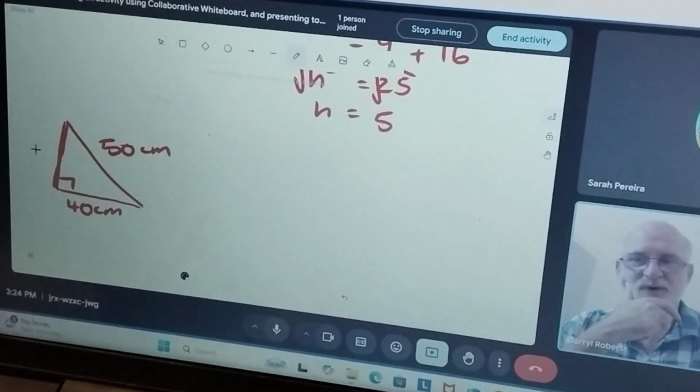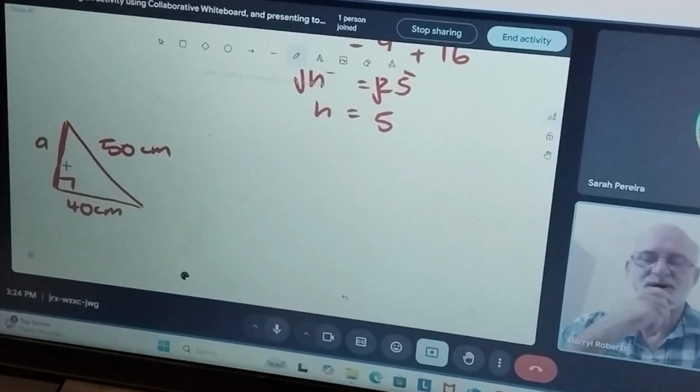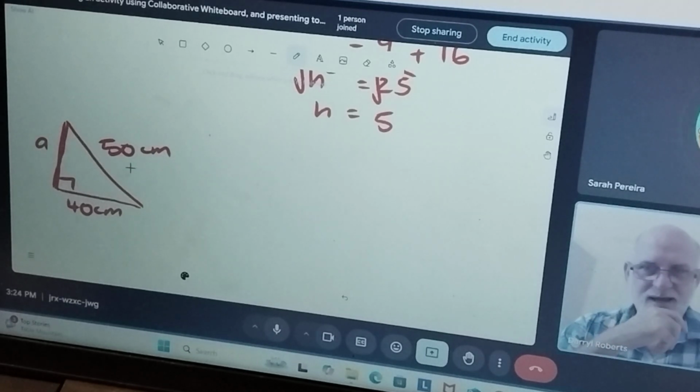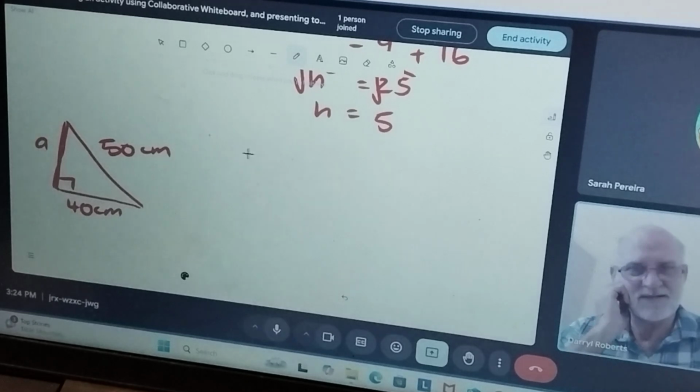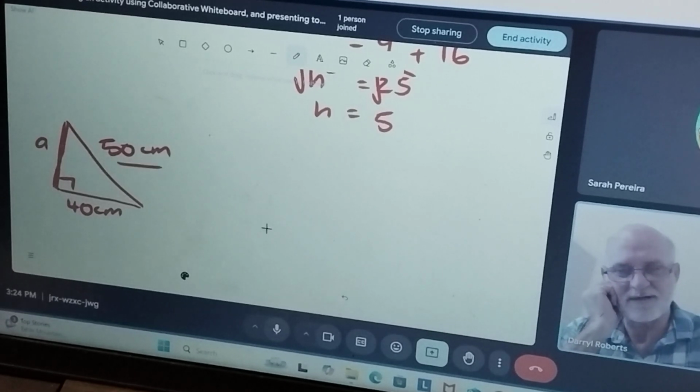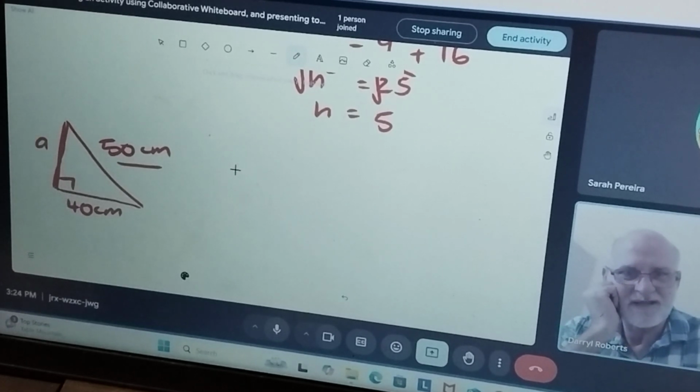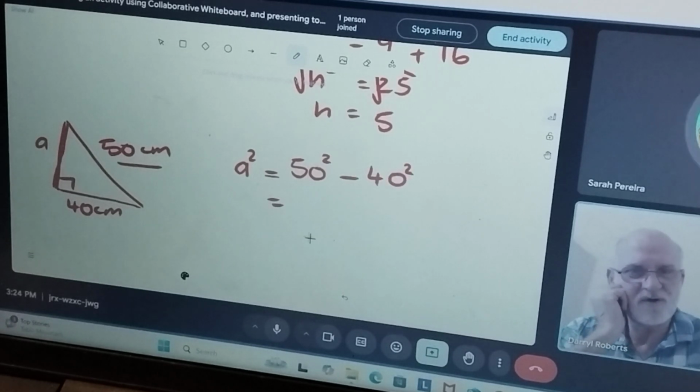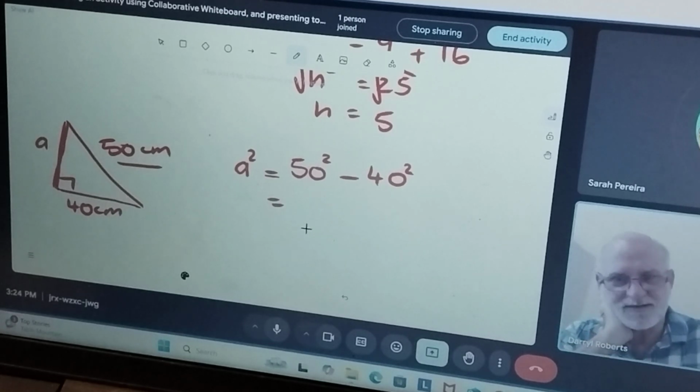So now I'm looking for side A. I can't add these. I can't square and add because then it'll give me a side longer than 50, and I can't get a side longer than 50, because the 50 has to be the longer side. So now what I do is I say that A squared equals 50 squared, and I bring the B across and minus it, minus 40 squared. On your calculator, what is 50 squared minus 40 squared?